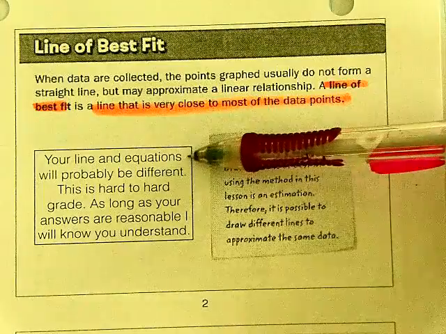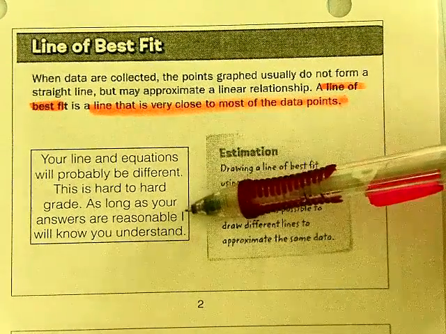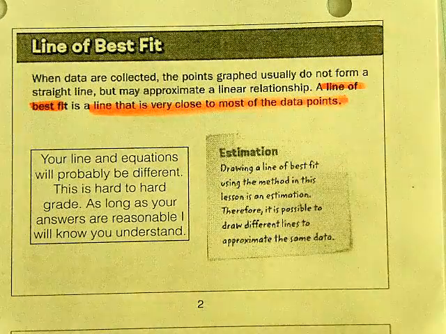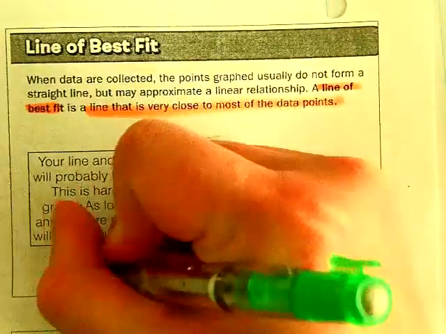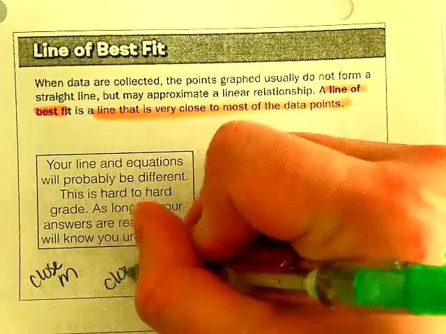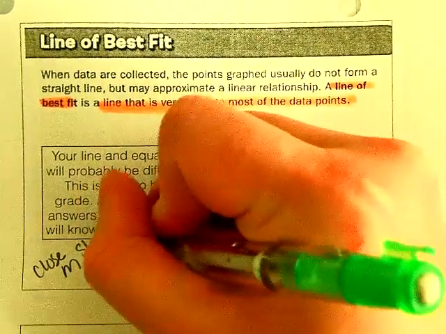And so I added, your lines and equations will probably be different. This is hard to grade, but as long as your answers are reasonable, I will know that you understand. So as long as our slopes are close and our y-intercepts, so close m, close slope, and close y-intercept, or b, we will know that you did fine.